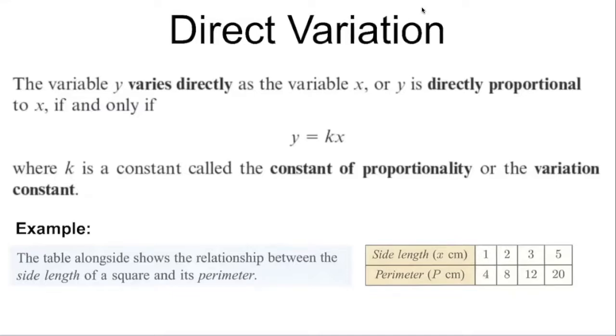And this situation basically says that the variable P is equal to K times X, where K is going to be equal to 4. And you can prove that just by looking at all of the individual scenarios. So if you take the first one, 4 divided by 1, or 8 divided by 2, or 12 divided by 3, and so on, in each case, the result is 4, giving us our proportionality constant. And you could state that P is equal to 4 times X.